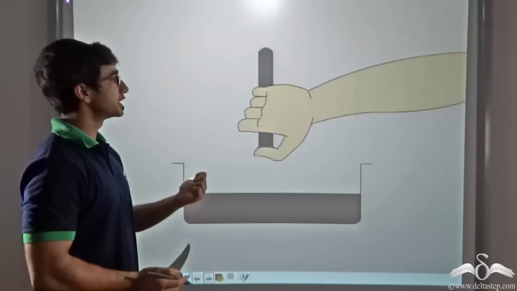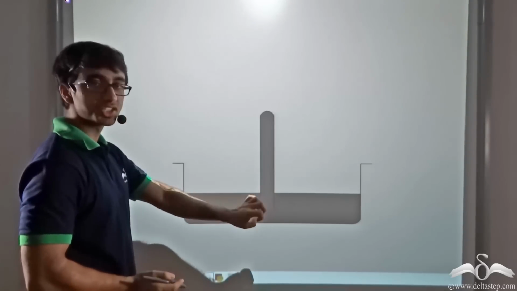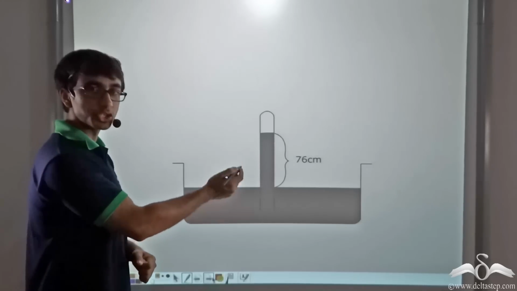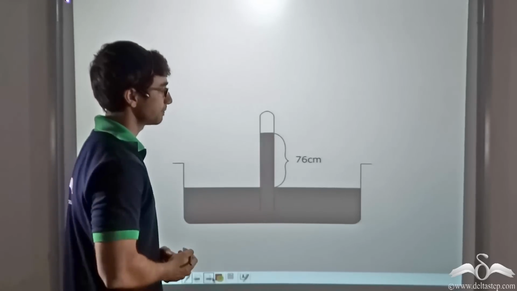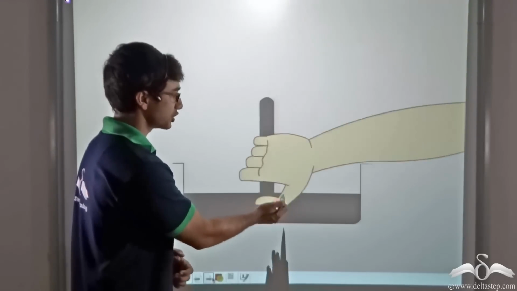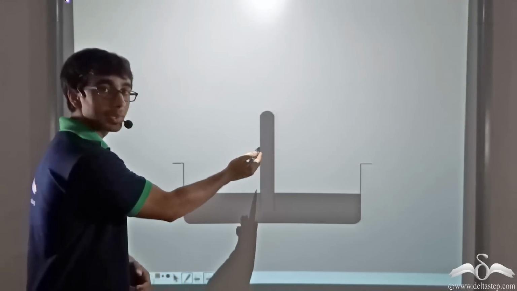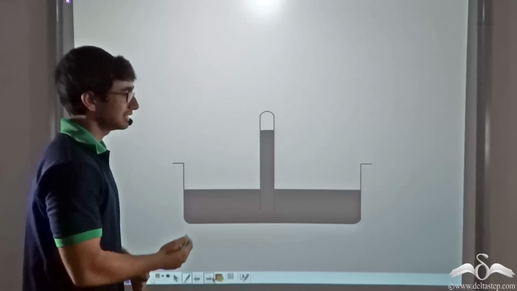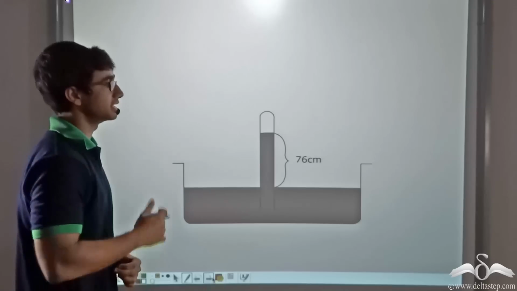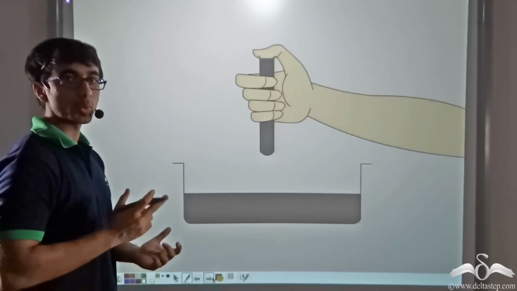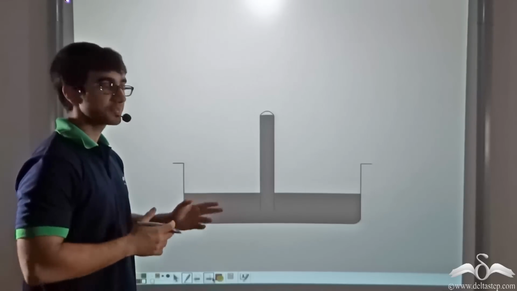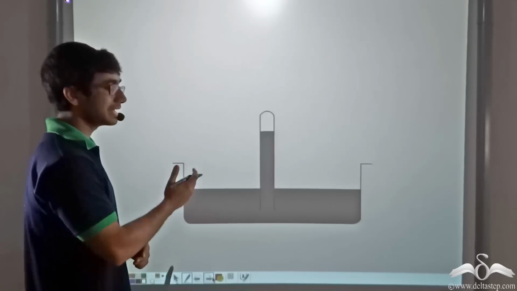Once the tube has been inverted and kept in the trough of mercury, it will be noticed that the level of mercury in the tube falls to a certain extent. If we measure the height from the surface of mercury in the trough till the point where the liquid has fallen in the tube, that height will be equal to 76 centimeters. So let us find out why in the first place mercury is flowing out from the tube and into the trough.